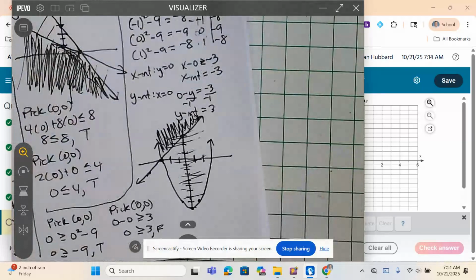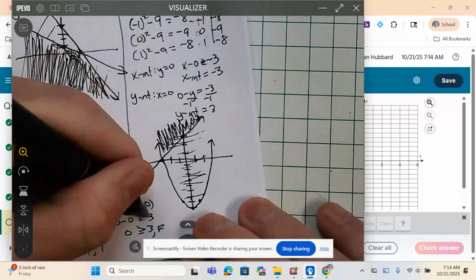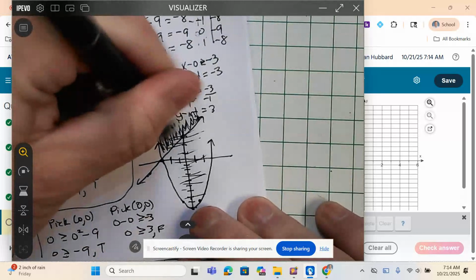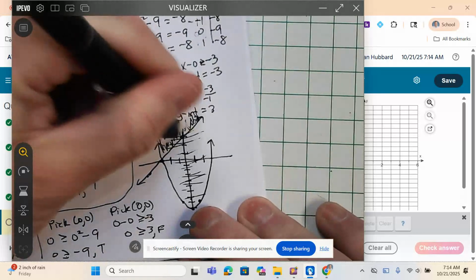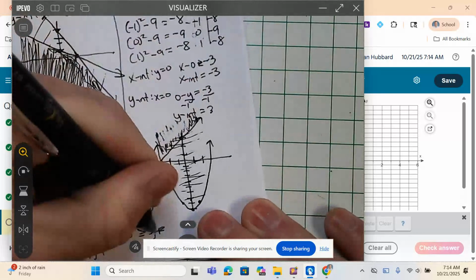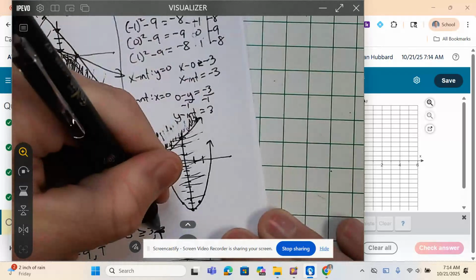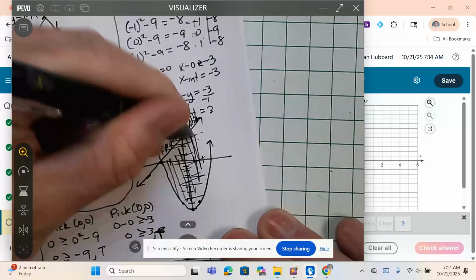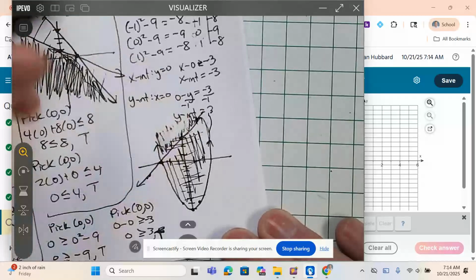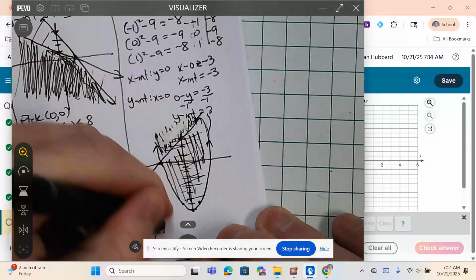Oh, it's greater than -3. I'm sorry, -3. Maybe I should read the problem right. And so 0 is bigger than -3, so that's true. So I'm going to shade towards here. So it's going to be this region where it's going to touch that, and it's going to be bounded in that region. So I apologize about that.